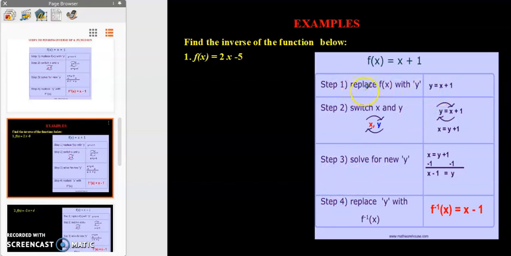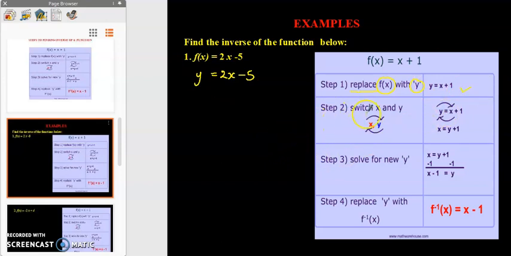Step 1, you will replace f(x) with y. It's as simple as that. So the first thing you do is replace f(x) with y. So this is f(x) out here, so you're just going to write y equals 2x minus 5. The only thing you changed was f(x) to y, and that covers step 1.